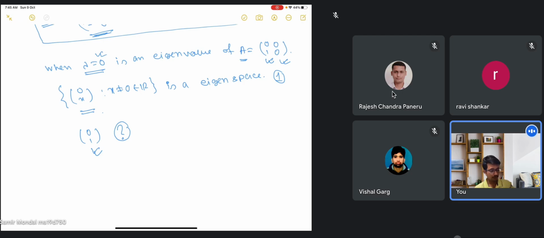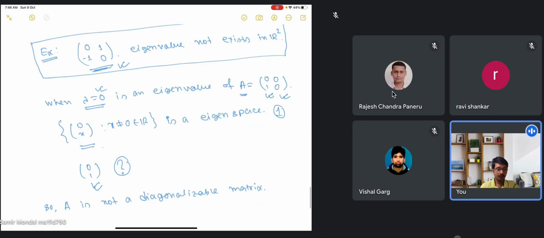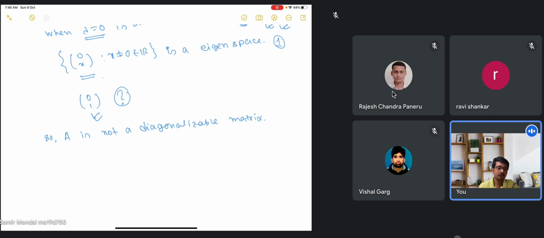So A is not a diagonalizable matrix. Understood? Yes, sir. So the rest of the things you can read from books. I will suggest reading from books, and you can check that there is no eigenvalue of this matrix in R2. I think everyone is familiar with the characteristic polynomial, so you can read all those things.